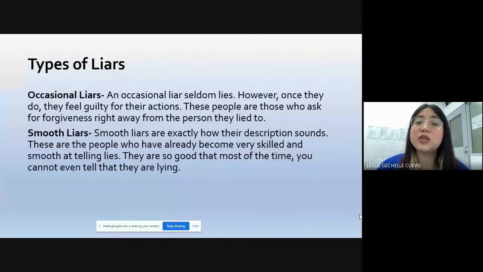And then, we also have occasional liars. So an occasional liar seldom lies. Kasi nga, occasional lang, pag may okasyon lang. However, once they do, they feel guilty for their actions. These people are those who ask for forgiveness right away from the person they lied to. And then, we have smooth liars. Smooth liars are exactly how their description sounds. These are the people who have already become very skilled and smooth at telling lies. Suwabe yung pagkakasabi niya ng kasinungalingan. Kaya parang totoo. They are so good that most of the time you cannot even tell that they are lying. Di mo na ma-distinguish legit ba tong sinasabi niya o binobola lang ako nito.